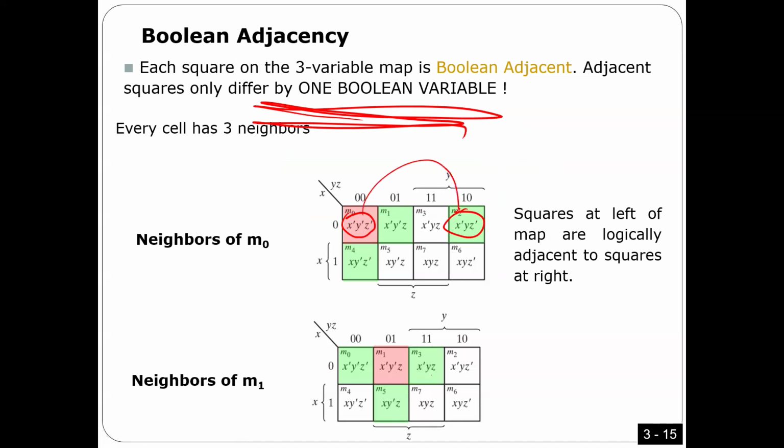The rule is they have to be different only in one variable. If you compare here, this one has x prime, this one has x prime, this one has y prime, this one has y. So y is different, but only the z prime is the same. So only y is different. That's why this one has to be a neighbor to this one. That's why you have to see it like it's ruled. When you rule it, this one will be next to this one.